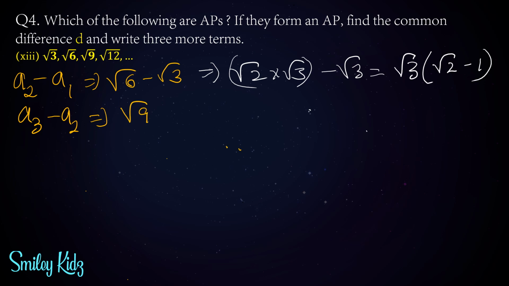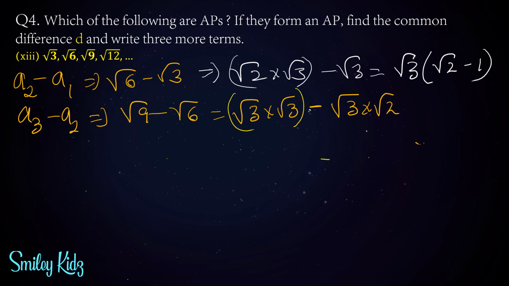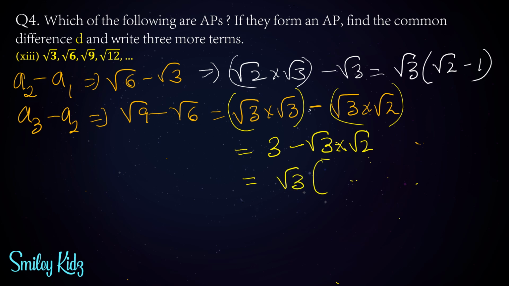Root 9 minus root 6. Now root 9 is nothing but root of 9, which is 3, isn't it? Let me write it as root 3 into root 3, minus, now root 6 can be written as root 3 into 2, root 3 into root 2. Now what can I take common out of this? Let me say this is 3, so 3 minus root 3 into root 2. Now I'll take out root 3 common, and I'll be left with root 3 minus root 2 in the brackets.